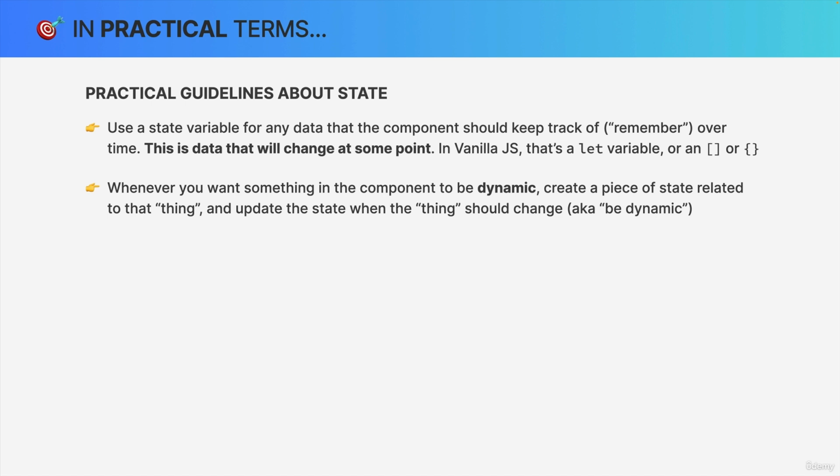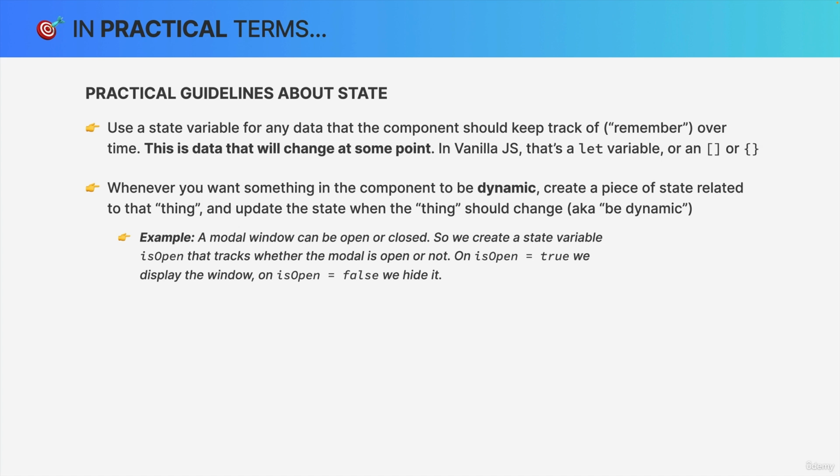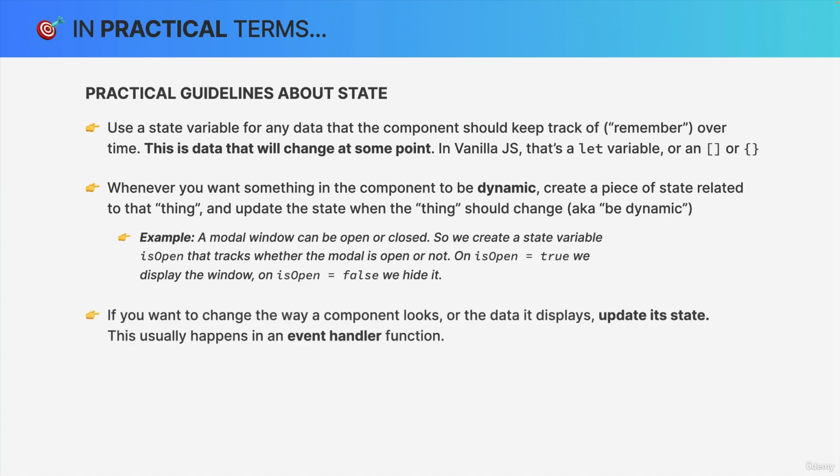Now, since this is a bit abstract, let's think of a modal window that can be either open or closed. So for a modal window, we can create a state variable called isOpen that will keep track of whether the modal is currently open or not. Then, when isOpen is true, we display the window on the screen, and if it's false, we hide it. Simple, right? So whenever you want to change the way a component looks or the data that it displays, just update its state, which you usually do inside an event handler function.